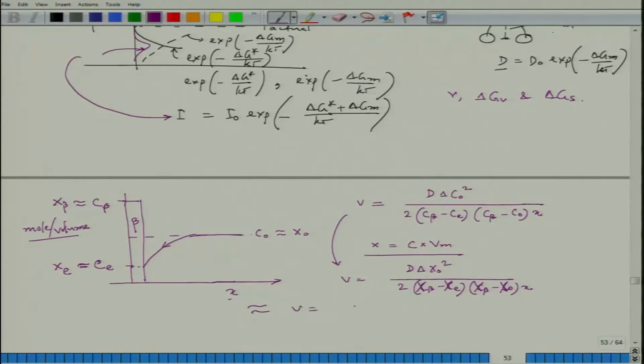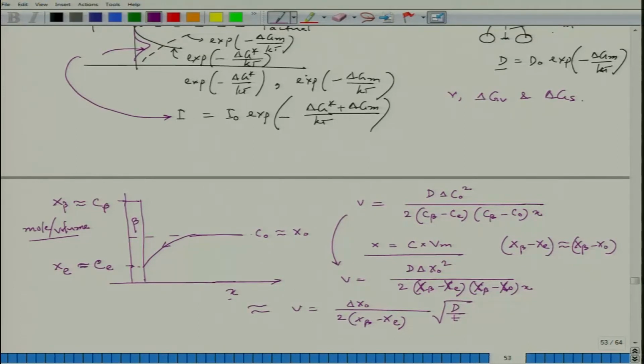So finally we get V equal to, after doing a little bit of reshuffling, x0 by x beta minus xe, root over D by t, del x0 divided by 2 x beta minus xe, root over D by t. At that time we are assuming x beta minus xe is equal to x beta minus x0. So then only this particular thing is possible.